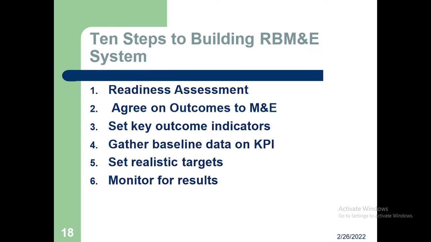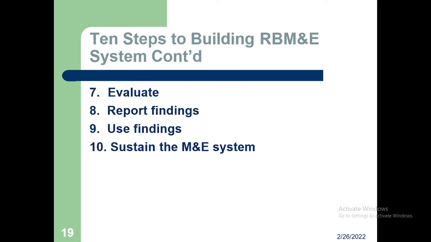So in summary, these are the key steps you need to know in establishing a monitoring and evaluation system. One, the readiness assessment. You need to assess how ready the organization is in terms of establishing a monitoring and evaluation system. Do they have the resources? Do they have the willingness? Then agree on outcomes to monitor and evaluate with your team. Set out key indicators for these outcomes, which is what you're going to track progress on. And then gather baseline data on these key performance indicators. Set realistic targets for these key performance indicators, and then monitor for results.